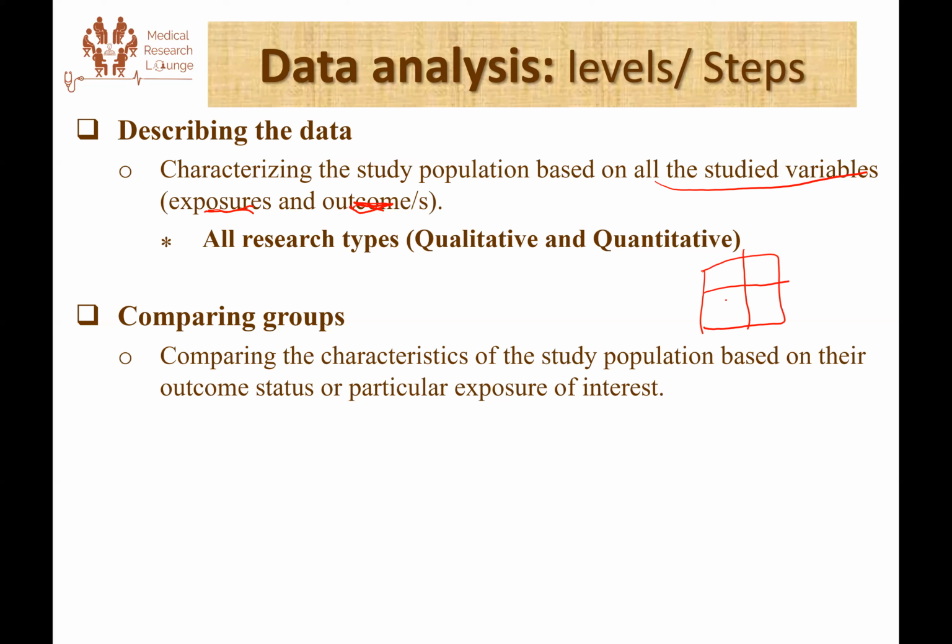where there are a number of characteristics. It could be study population with the exposure, study population with no exposure, and there are a number of factors here. It could be age, sex, DM status, medication history, and then we compare the two groups to see if the exposed and non-exposed groups are comparable or not.